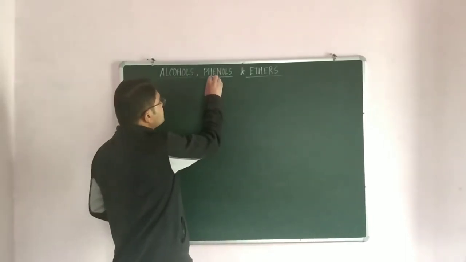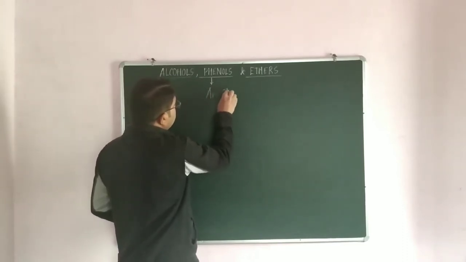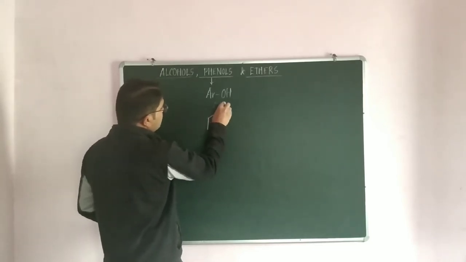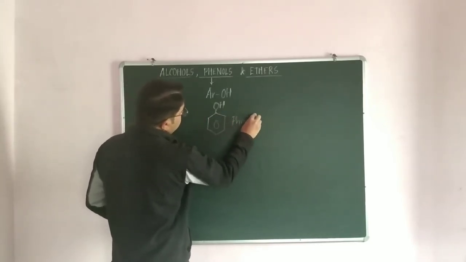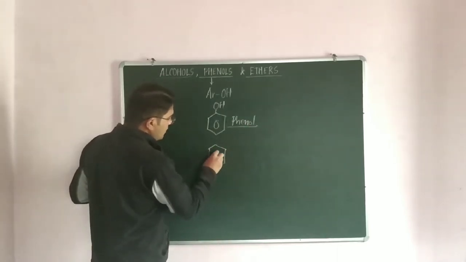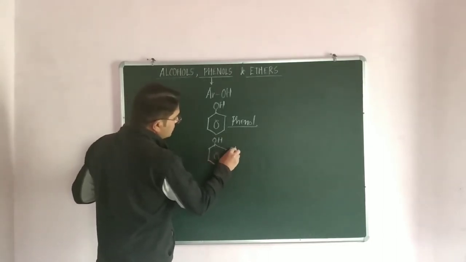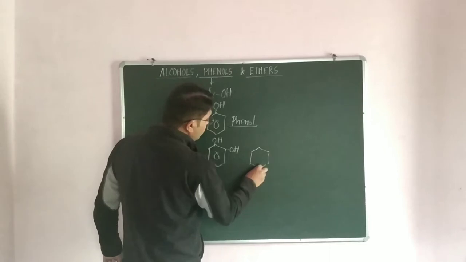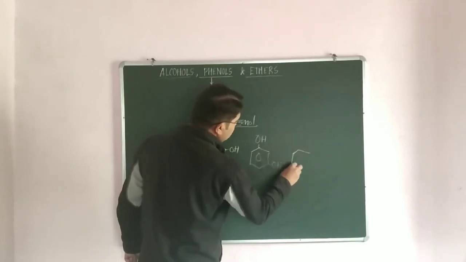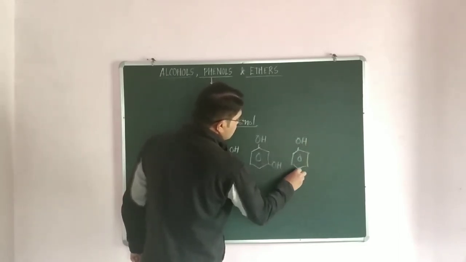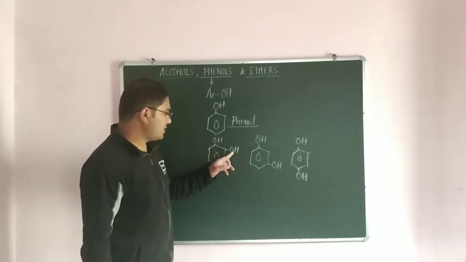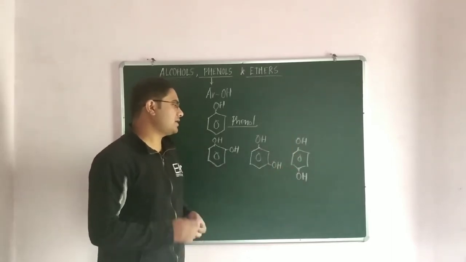Now next is phenols. The formula for phenol is ArOH, meaning if an OH group is attached to an aromatic ring then it is known as phenol. So phenol is a particular compound, and if we talk about dihydric phenols, where two OH groups are attached on the ring, then 3 compounds of phenol are formed. One is in ortho position, one is in meta position and one is in para position. These are dihydric phenols because two OH groups are attached to the ring.